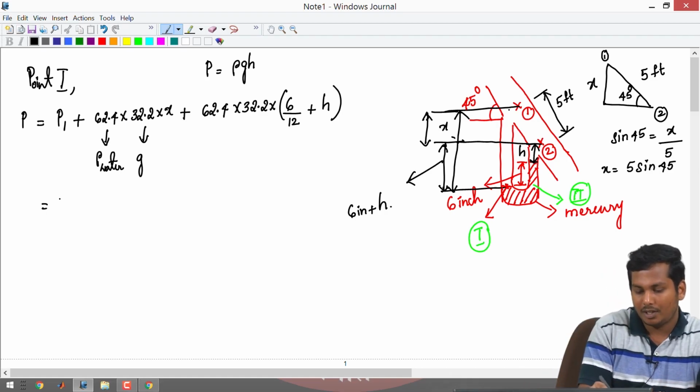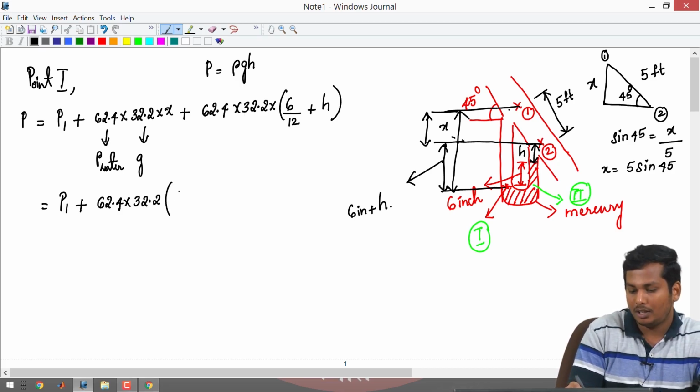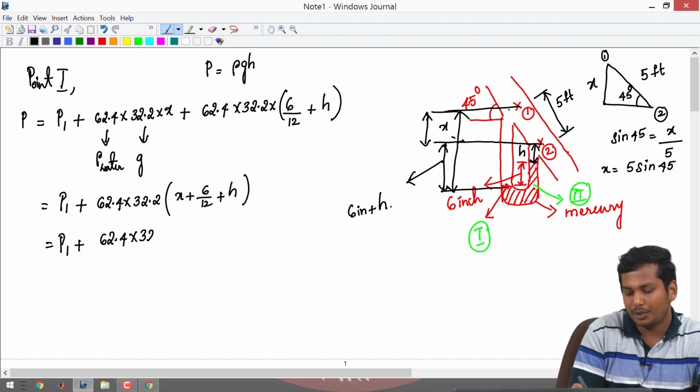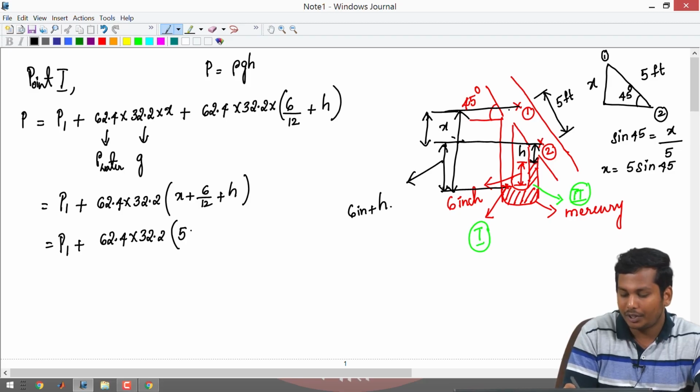So it is P1 plus 62.4 times 32.2 times x plus 6 by 12 plus h, where x equals 5 times sine 45. That implies P1 plus 62.4 times 32.2 times 5 times sine 45 plus 6 by 12 plus h.